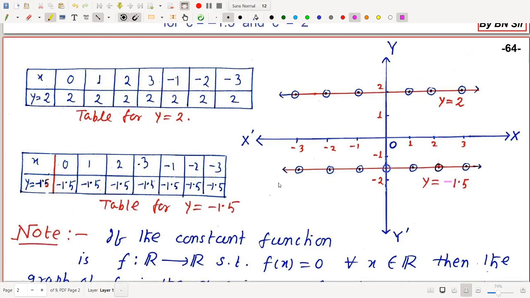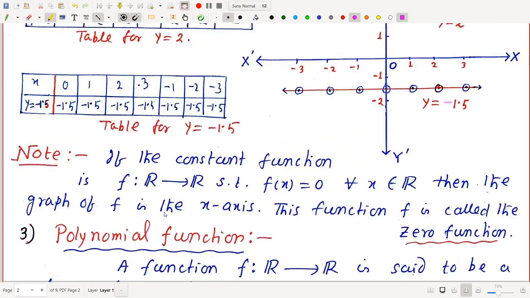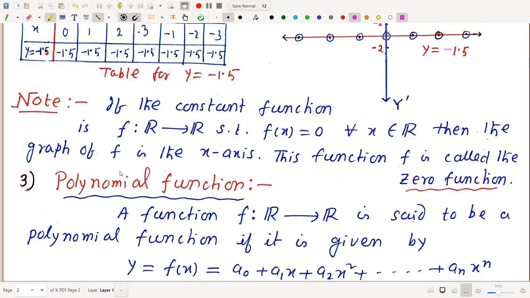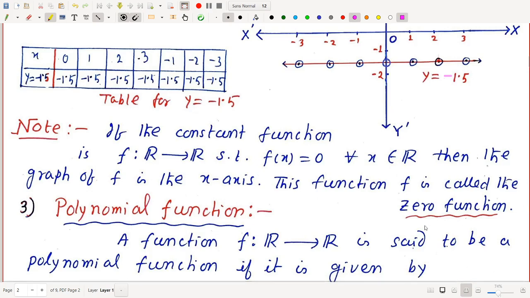If c is positive, the line will be above x-axis. If c is negative, the line will be below x-axis. Now in particular, the constant function may be like this: f(x) equal to 0 for all x belongs to R, means c is 0 here. Then the graph of this constant function is the x-axis, because f(x) equal to 0 means y equal to 0, and y equal to 0 means x-axis. And this function is called the zero function. Geometrically, it is the x-axis.